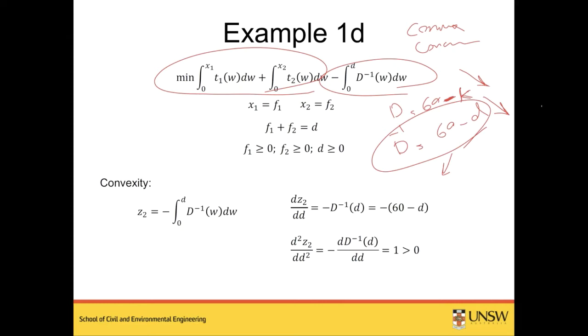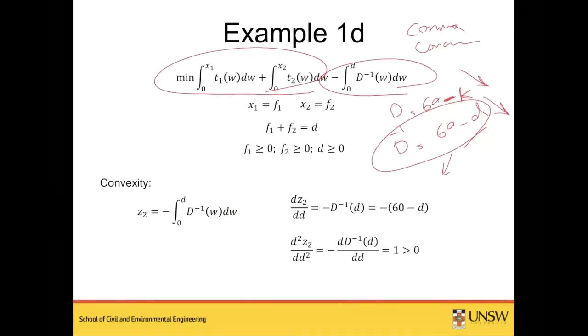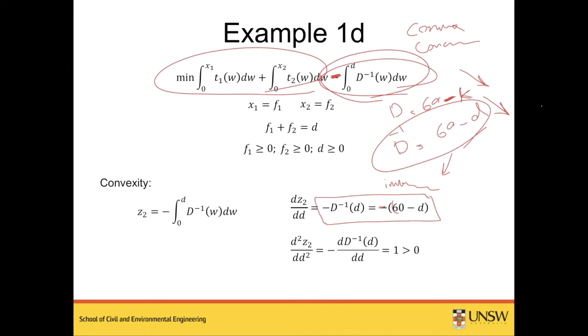So if I take the first derivative of this with respect to D, what is the second derivative of this? What was the demand function actually? Let me just have a look at the demand function. It's 60 minus k, right? So this is just the inverse of the demand function, 60 minus D. If you also multiply this negative sign with it, it would be minus 60, right? So we need this to be strictly convex. That means the second derivative must be positive.